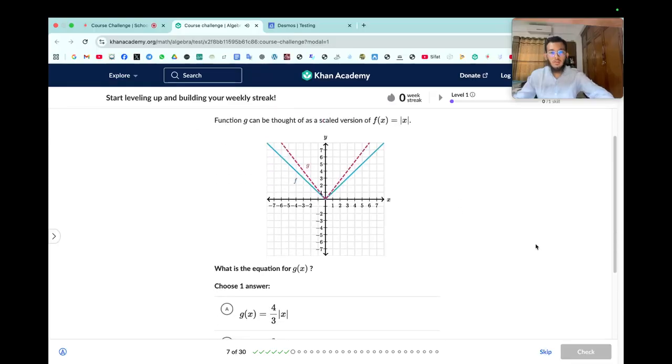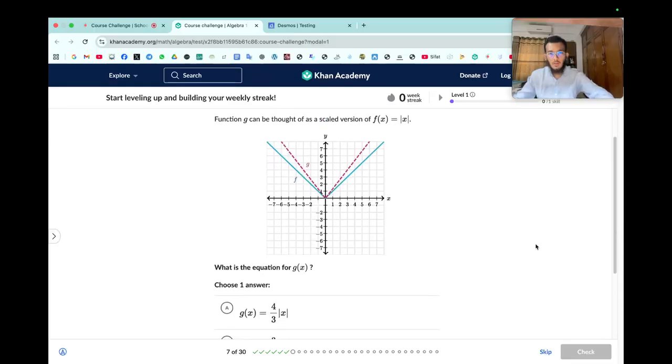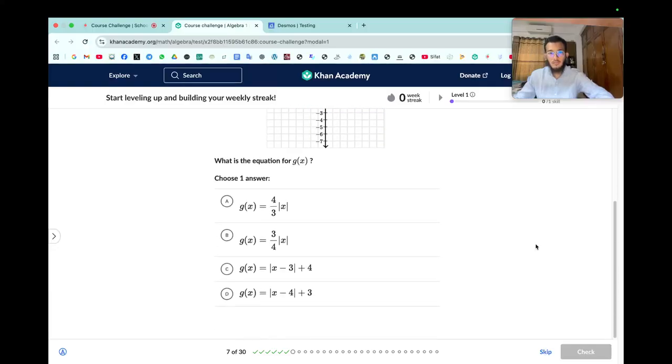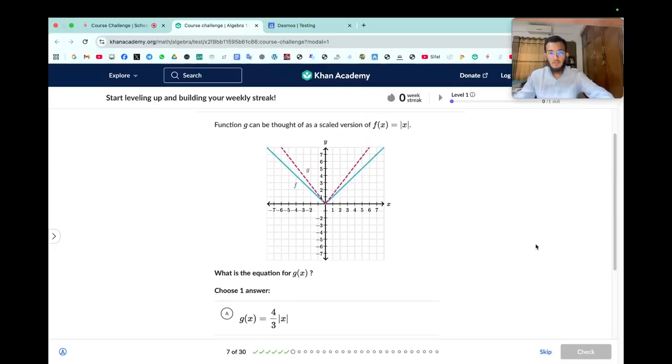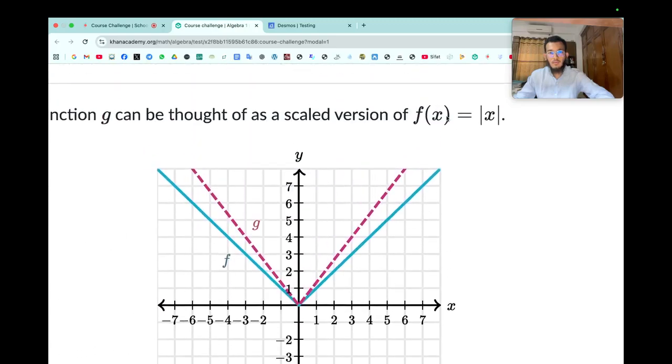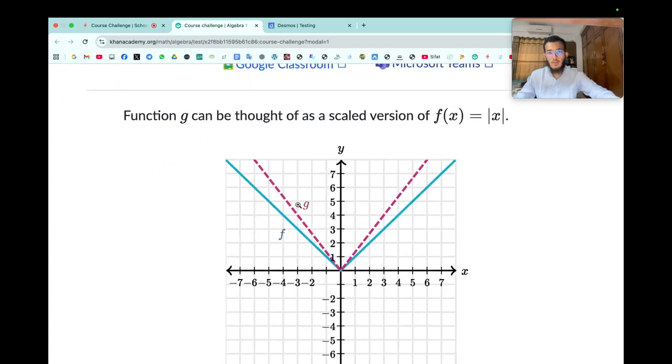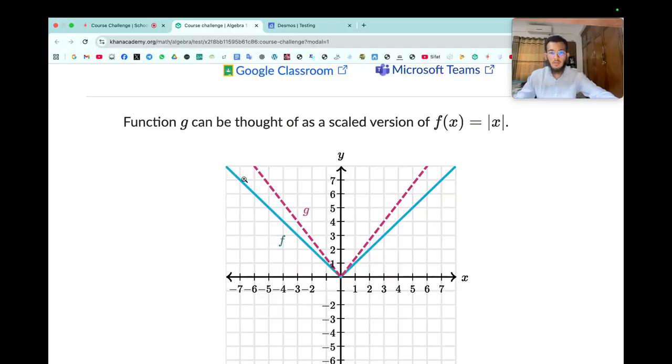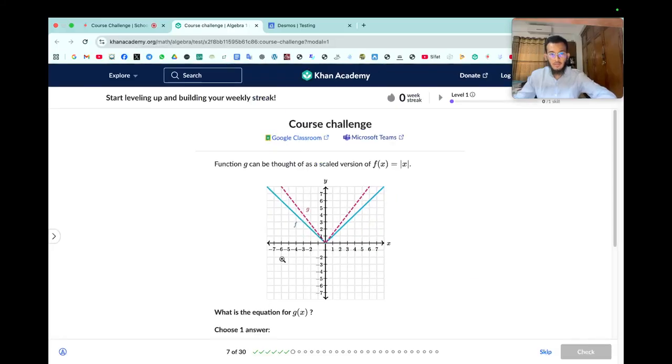All right, next question. Function g can be thought of as a scaled version of f(x) equals modulus of x. What is the equation for g of x? Okay, so g can be thought of as a scaled function of f(x). So f(x) is modulus of x. So what is the difference? We have the same point, but if we take a particular value, we'll see the difference.